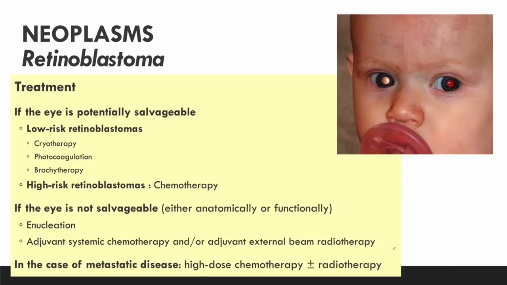Depending on the stage of retinoblastoma, there are different treatments that we can do. If it's early and the eye can be salvaged, you can do cryotherapy, photocoagulation, or brachytherapy. I don't expect you to know all of this, but for the high-risk ones, we add on chemotherapy. If it's too far advanced, then we have to remove the eye. In the case of metastatic disease, you're going to add on chemo and radiation. Just know that there is a progression of treatment, anywhere from localized treatment to removal of the eye, plus or minus chemo and radiation therapy.